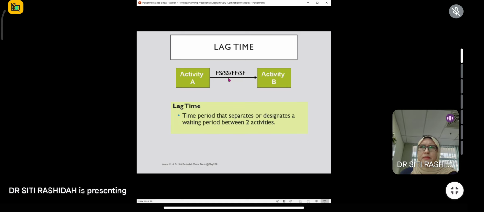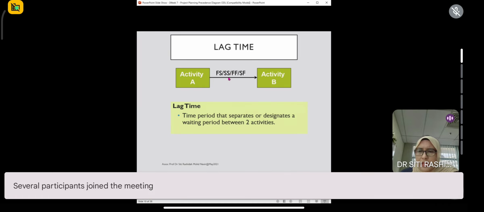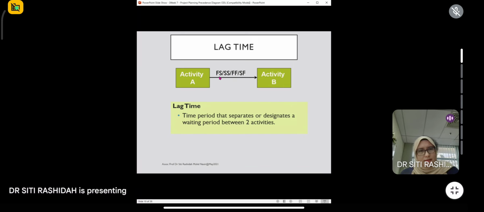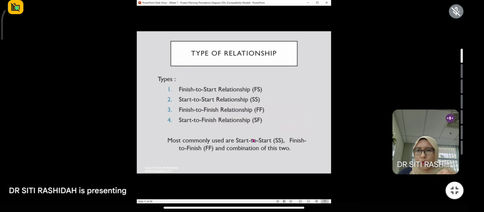Kadang-kadang dalam a complicated situation, it could be a combination of two. Okay, maksudnya dalam ni ada finish start dengan start start. So ataupun dia boleh ada satu saja. Okay, so this tells you that activity A and B has been separated by a waiting period. Sebab tu kita panggil lag time dekat sini. Lag tu maksudnya adalah lambat. Okay, dia dilambatkan. I'll show you what does it mean.